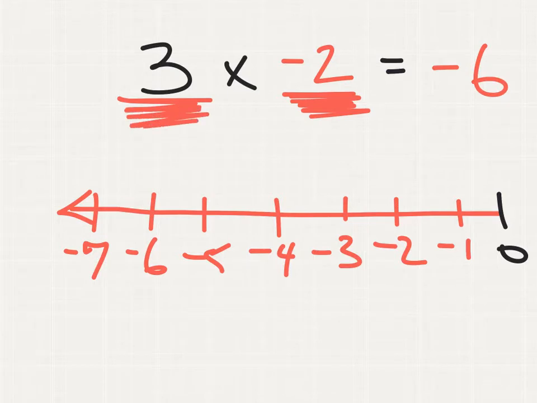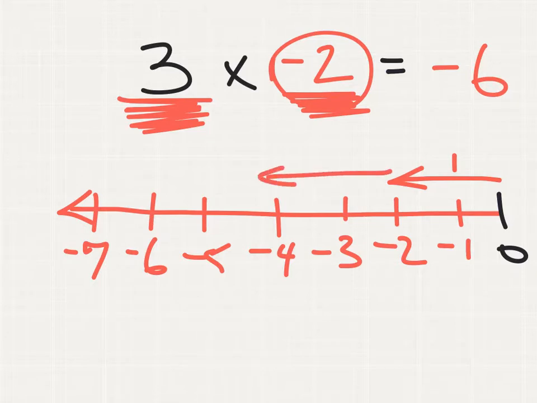How many steps? 3 of them. How big is each step? Negative 2. So step number 1 takes me to negative 2. Step number 2 takes me to negative 4. Step number 3 takes me to negative 6. 3 steps of negative 2 take me to negative 6.